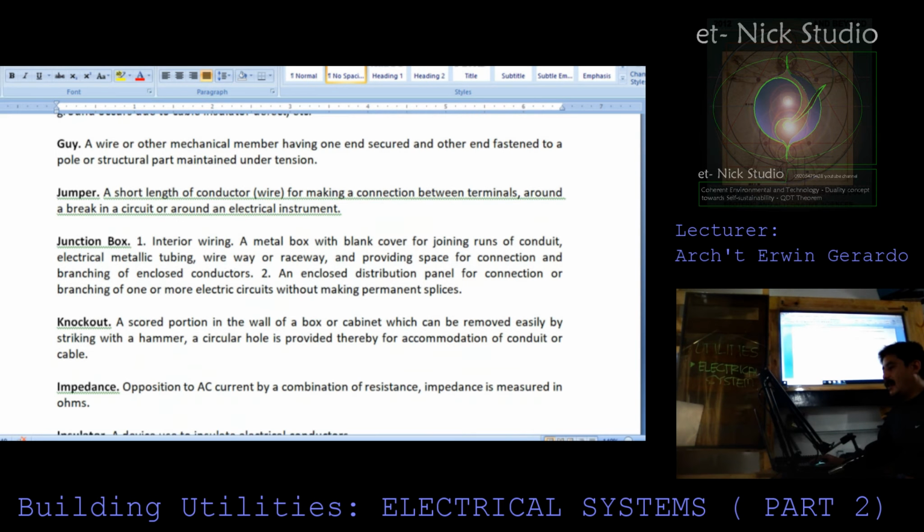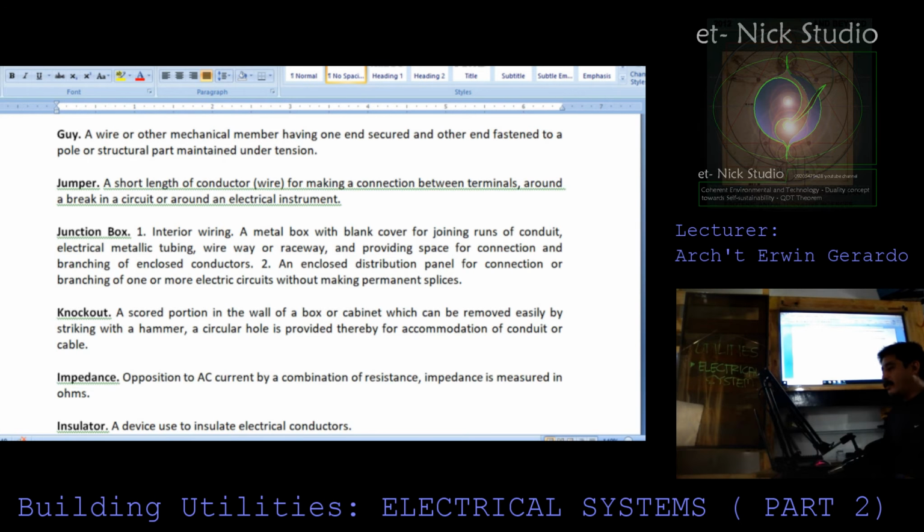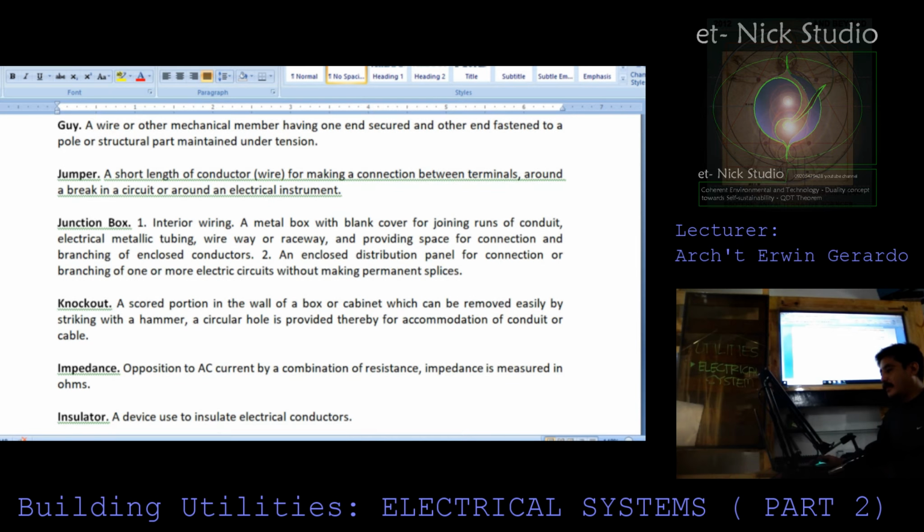Guy, a wire or other mechanical member having one end secured and the other end fastened to a pole or structural part, maintained under tension. Jumper is a short length of conductor or wire for making a connection between terminals, around a break in a circuit, or around an electrical instrument.